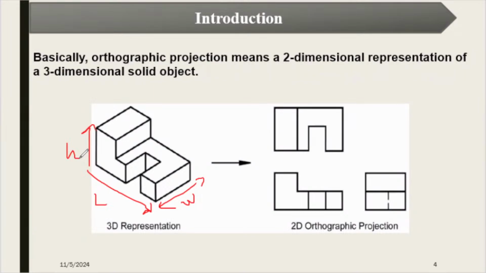But this representation may not show all the details of the object. So in such cases we can draw the projections, 2D projections. Orthographic means they come perpendicular. So these three views are normal to each other. Normal means perpendicular.